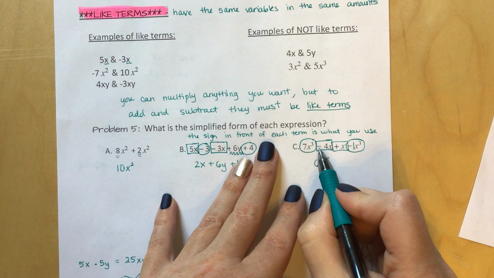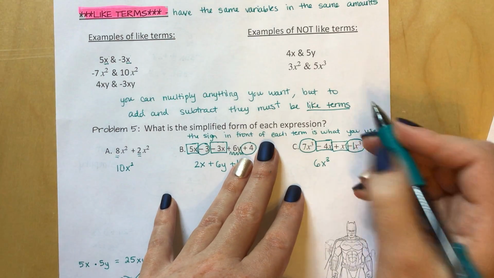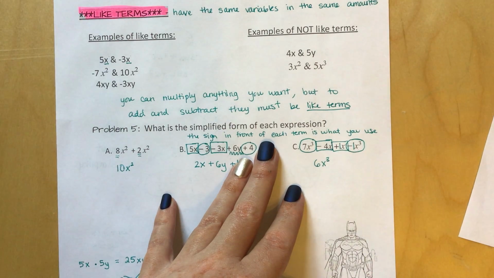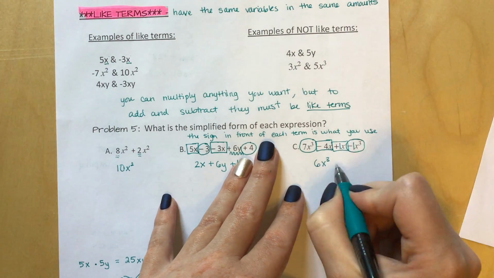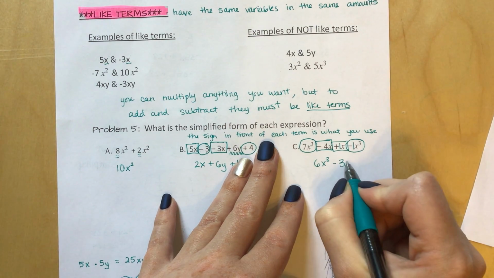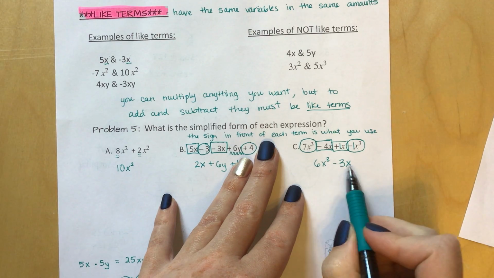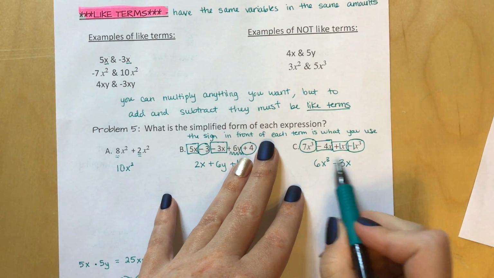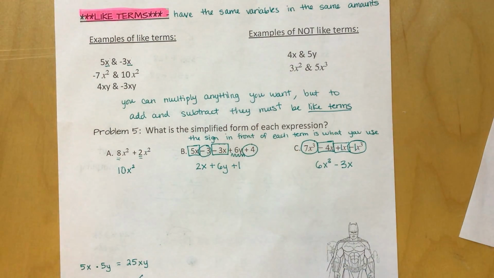I included the minus sign in front of the 4x, and I included the plus sign in front of this plain x. If you need to write in your 1, you can. So negative 4 plus 1 is going to be negative 3, and then the x is along for the ride. Remember, we cannot combine these because this one is x cubed and this one is just plain x, so it's as simple as it can be.